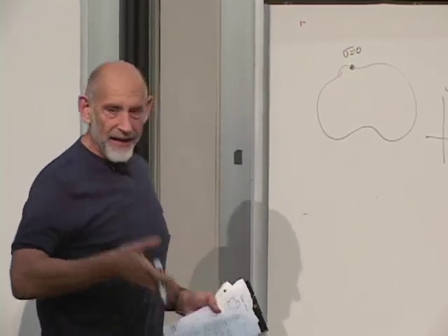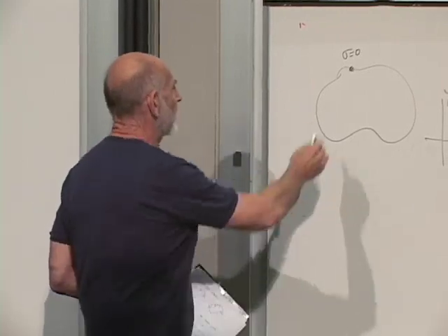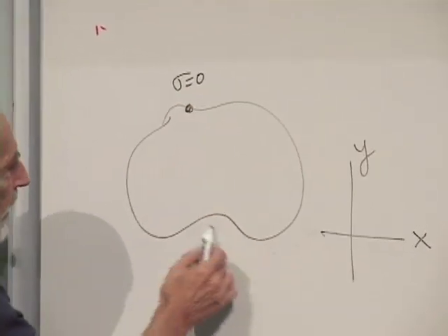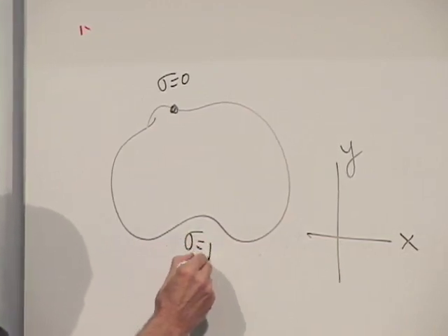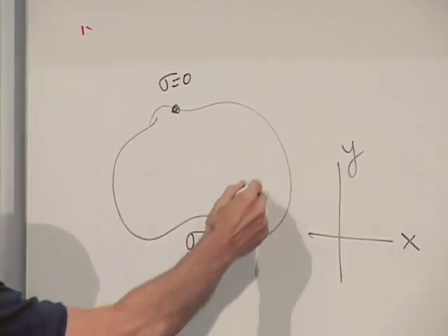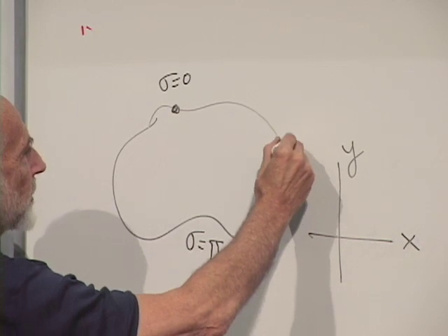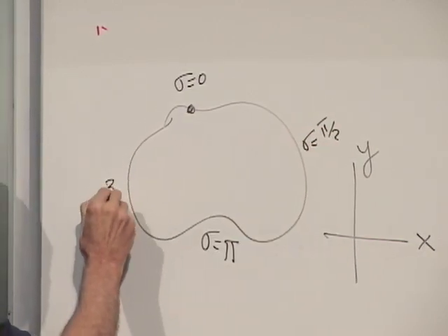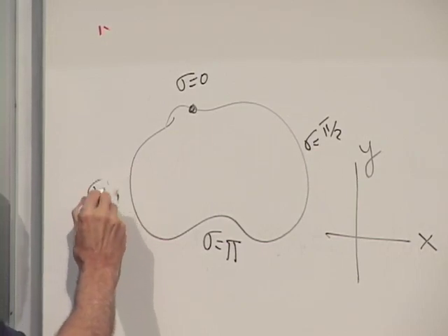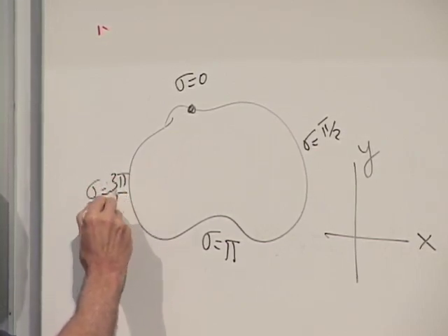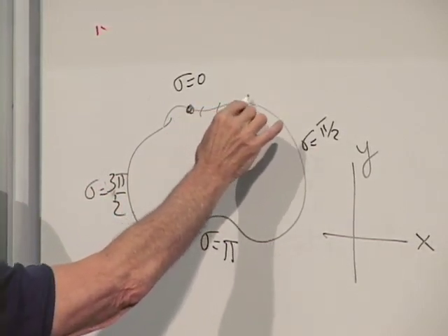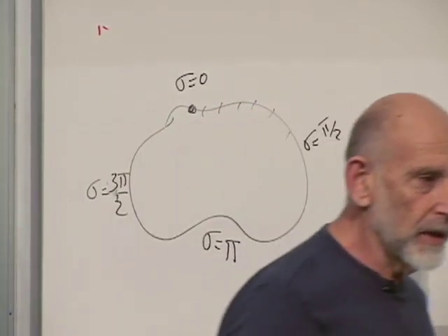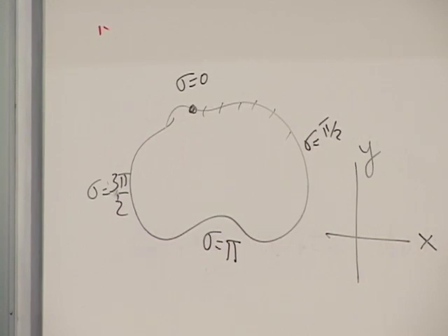If we had a little pen and we could mark the string, we would mark it at sigma equals 0 over there. Then halfway around would be sigma equals pi. A quarter of the way around would be sigma equals pi over 2. And 3/4 of the way around would be sigma equals 3 pi over 2. And we're imagining that there's a directionality along the string, the directionality of increasing sigma.